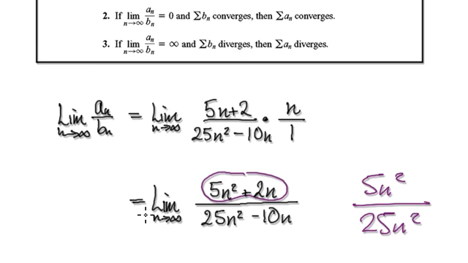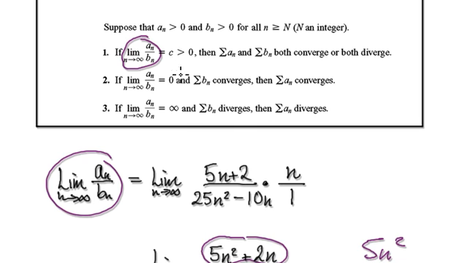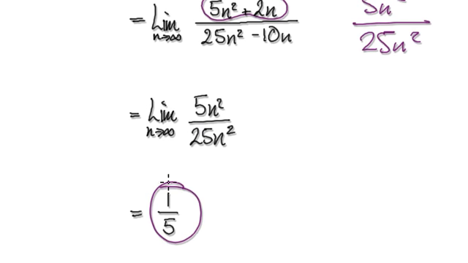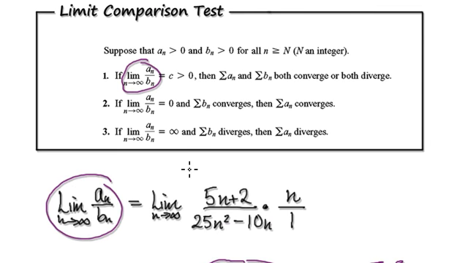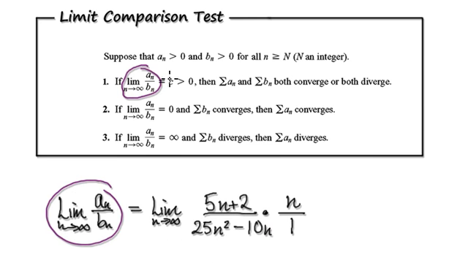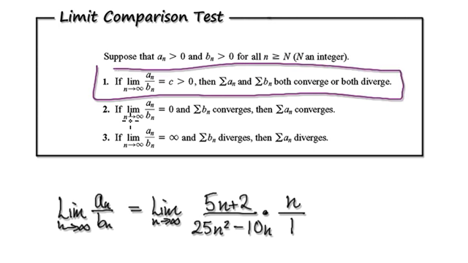So going back to here, remember we've just computed this value here, and it equals a fifth. Okay, so we just computed that value, and it equals a fifth. Well, a fifth is bigger than 0. So we are now in this scenario here, as opposed to these two.